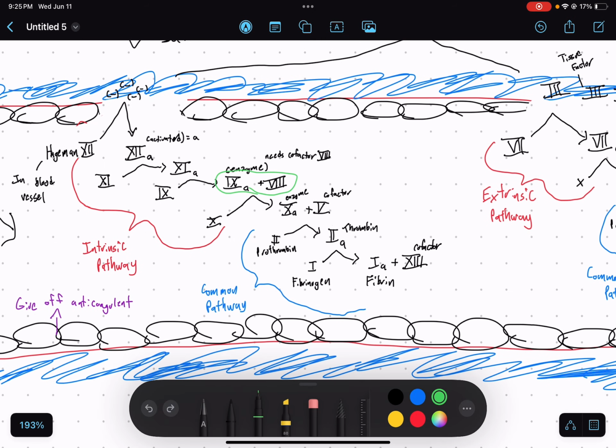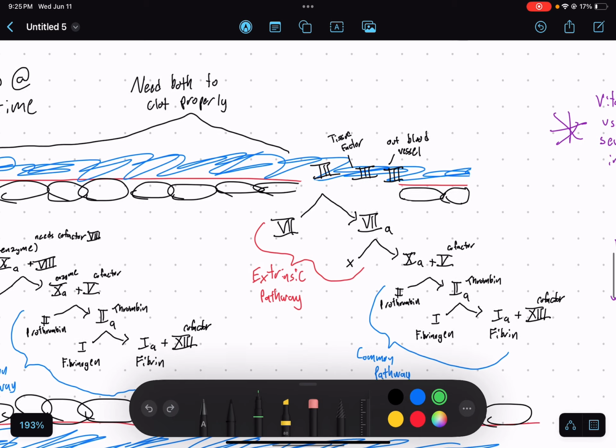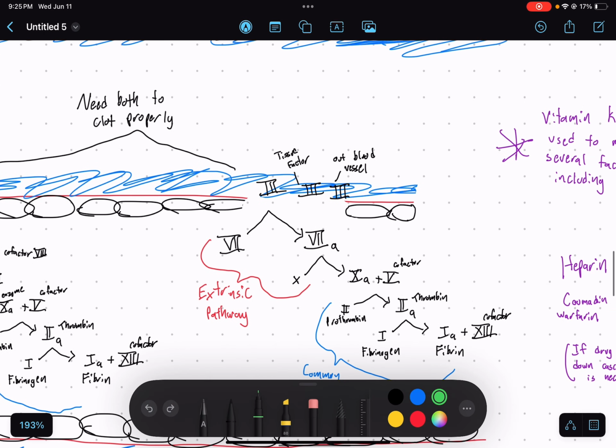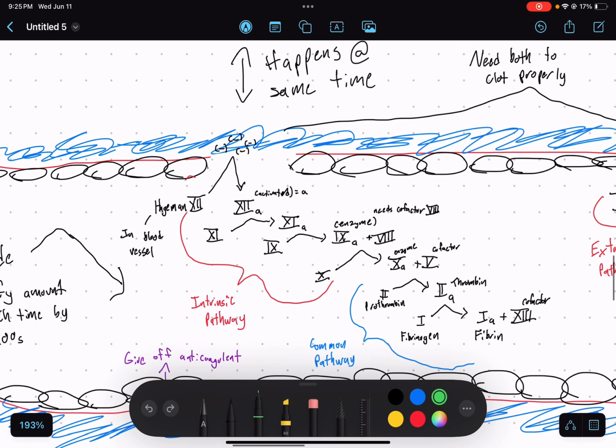combine with factor 8, and it is going to activate number 10, and 10 is going to combine with the cofactor 5, and it is going to activate 2, which is prothrombin, also known as thrombin, and then it's going to activate fibrinogen, also known as factor 1, and then factor 1 can combine with the cofactor 13.